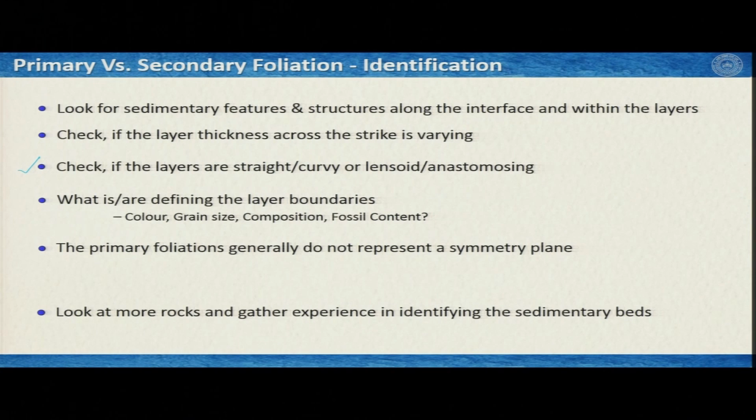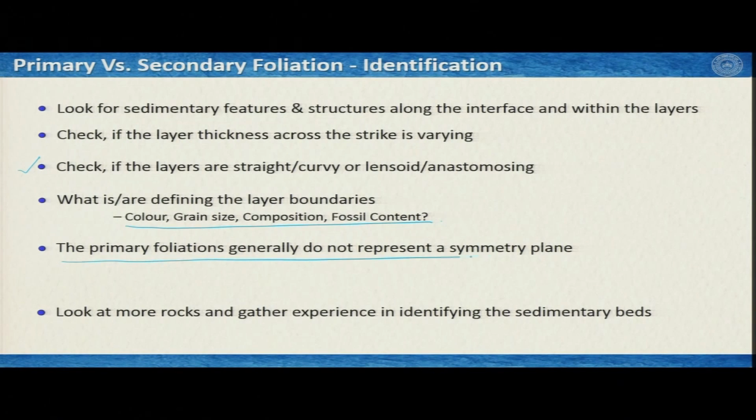It is also important to look very carefully at what is defining the boundaries, or what is defining the foliation planes. Is this color? Is this grain size? Is this composition? Or a particular layer you are looking at has a particular fossil, but other layers do not have. All these things give you an idea, based on your theoretical background, whether you are looking at a primary foliation, a sedimentary foliation, or a secondary foliation.